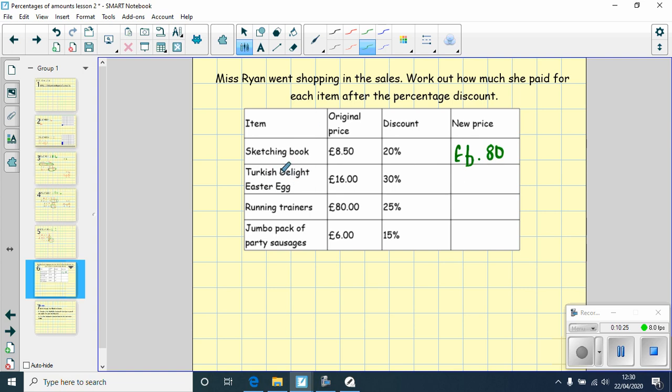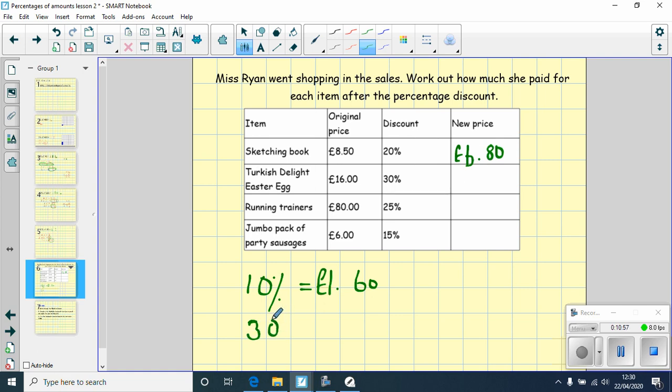So she bought a Turkish delight Easter egg, and the original price was £16. It's quite a large egg. Now, because Easter's finished, it has 30% off it. So let's work out how much she actually paid. So I need to work out 10% of the original price. So 10% of £16, well, I need to divide it by 10. So that'll be £1.60. But she didn't get 10% off, she got 30% off.